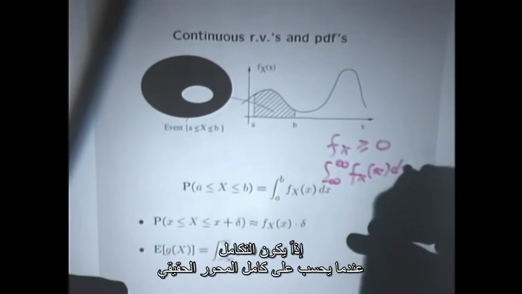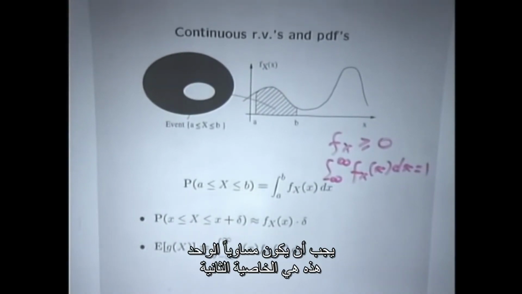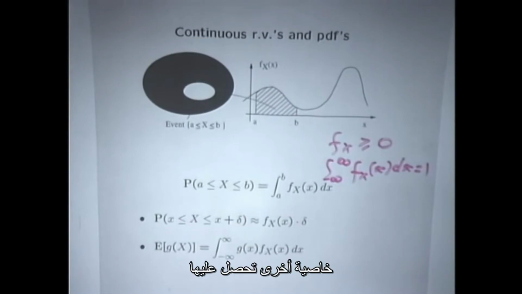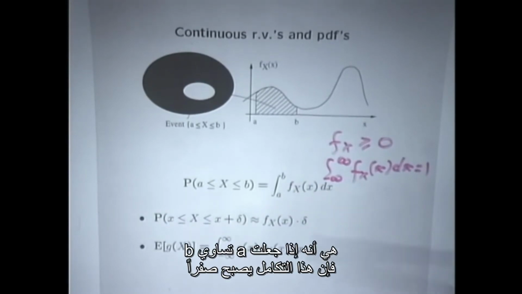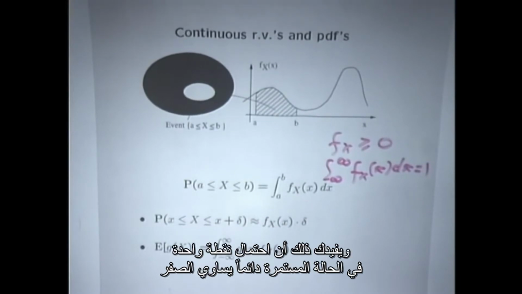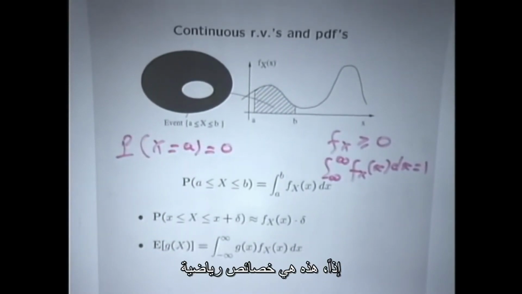So the integral, when you integrate over the entire real line, has to be equal to 1. That's the second property. Another property that you get is that if you let a equal to b, this integral becomes 0. And that tells you that the probability of a single point in the continuous case is always equal to 0. So these are formal properties.